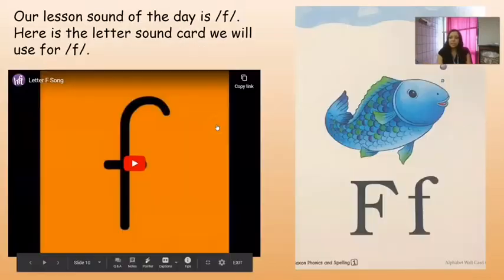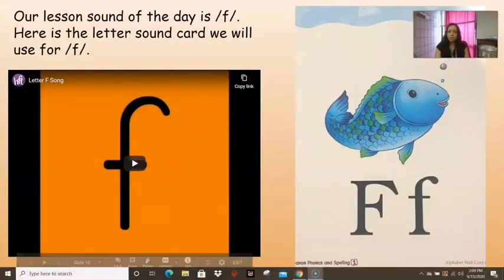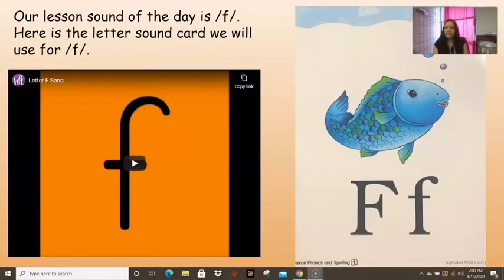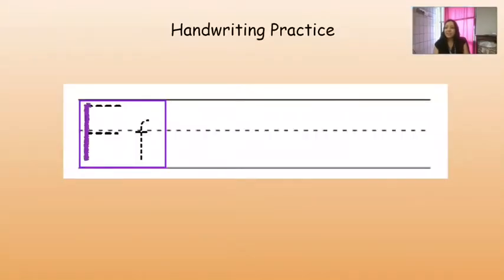Very good. What we're going to do is we're going to get to see our picture card. When we're looking at the letter F, we're going to think of fish, because fish has that as the initial sound. All right, so we were practicing that F sound that comes from the letter F. Now we're going to practice writing the letter F.